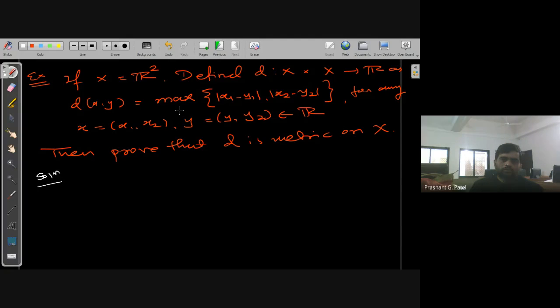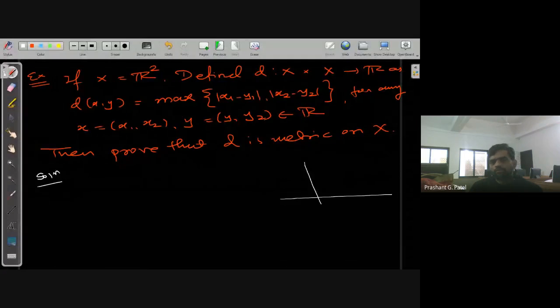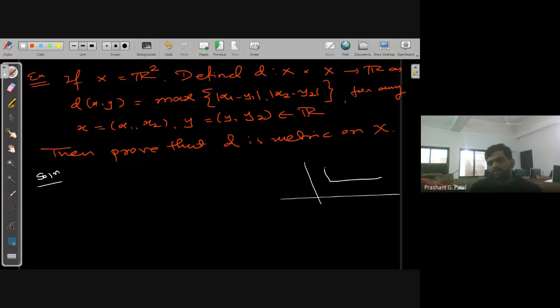See, one can also see what is the geometrical interpretation of this distance. Always that picture has to be in front of you. What is the meaning of this distance? As I have told you, if these are the two points A and B, x1, x2, y1, y2, then whatever the maximum of mod of x1 minus y1, that means whatever the maximum distance between these two, that you have to take as distance. That is this distance in R2.